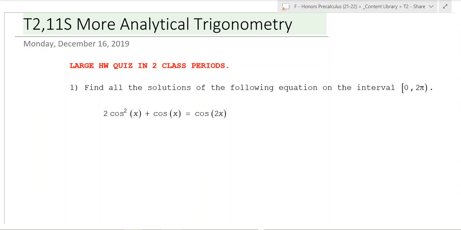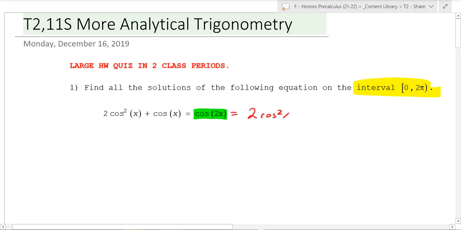So if we attempt to find all of the solutions of this equation on this interval, it's nice and clear for you now. On this interval, what do we do? Well, the key thing here is you might try to factor it, you might try to do some stuff, but the real key thing, just jumping to the conclusion here, is that you need to remember off the top of your head eventually, maybe you're not there yet, that cosine of 2x is equal to 2 cosine squared x minus 1.